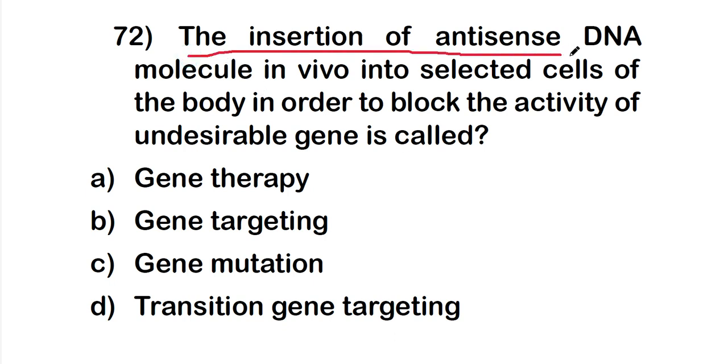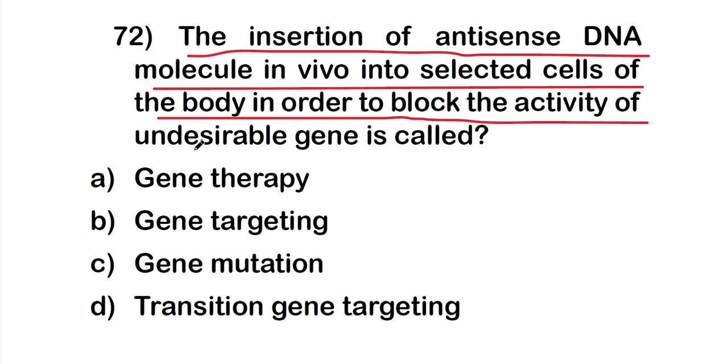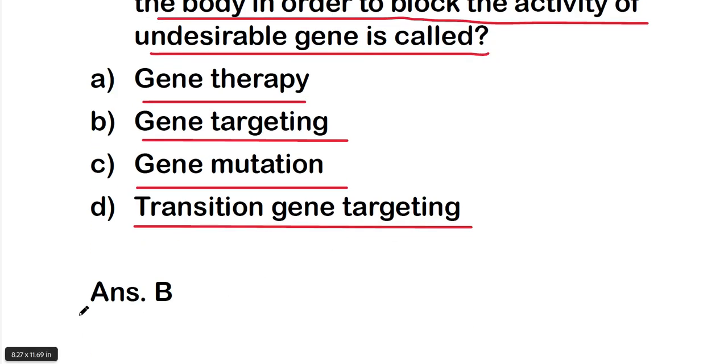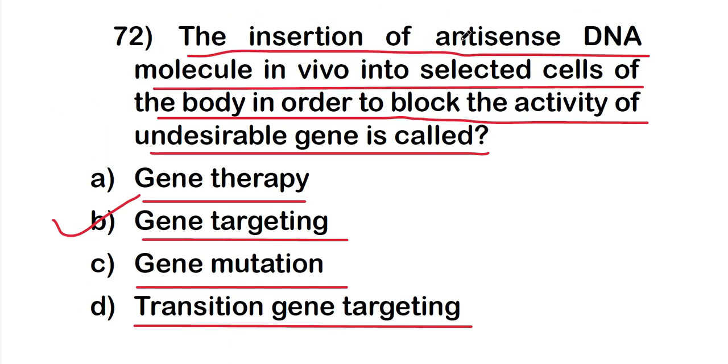So the insertion of antisense DNA molecule in vivo into selected cells of the body in order to block the activity of undesirable gene is called option A gene therapy, option B gene targeting, option C gene mutation, option D transition gene targeting. So the right answer is option B, that is gene targeting. So the insertion of antisense DNA molecule in vivo into selected cells of the body in order to block the activity of undesirable gene is called gene targeting.